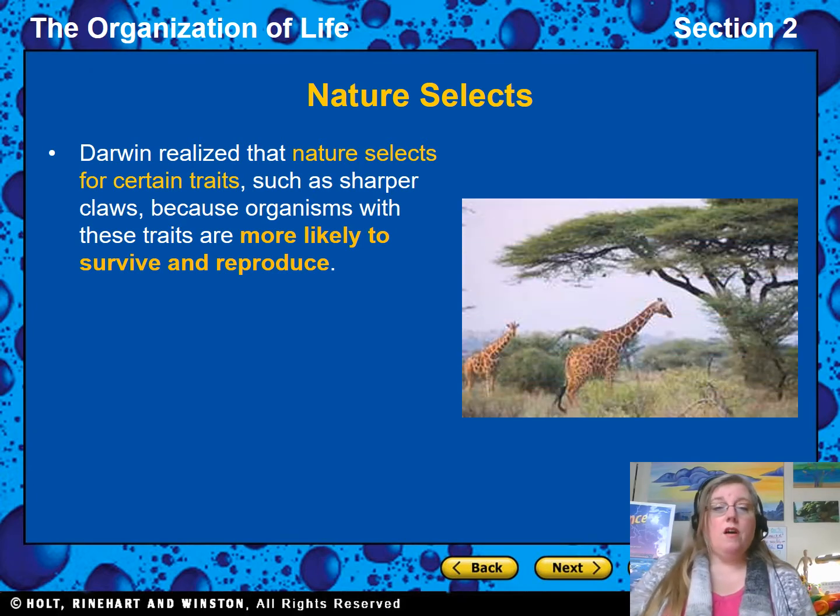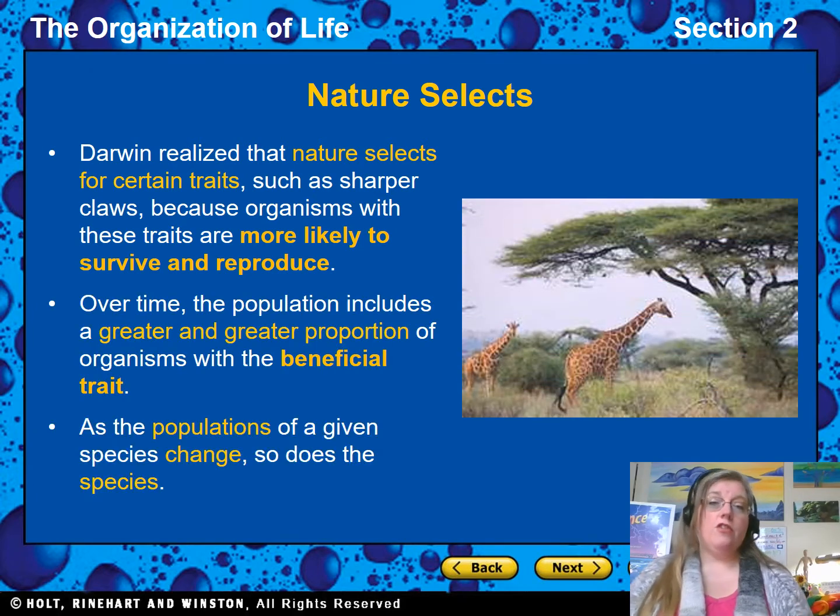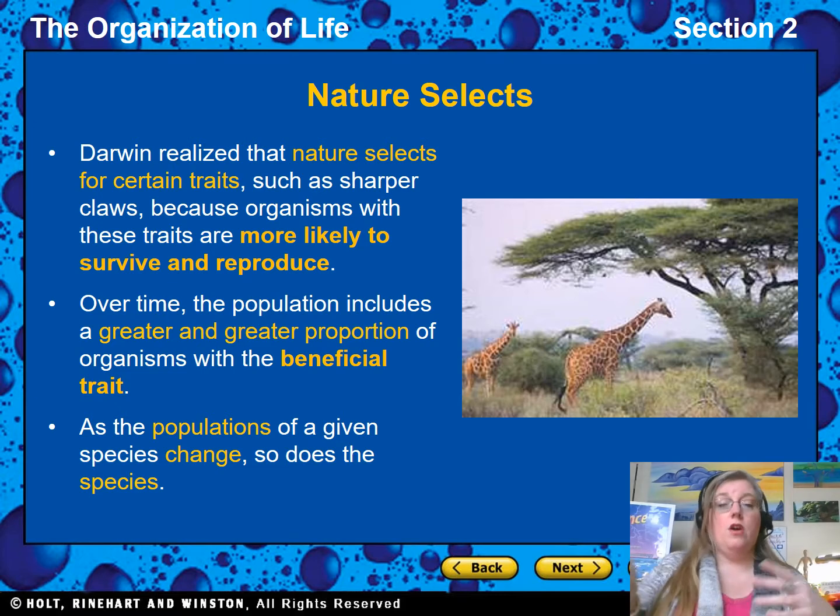So Darwin saw that nature is going to select for certain traits, like sharper claws or anything of that sort, because the organisms with that trait are more likely to survive and reproduce. Over time, the population is going to include a greater and greater proportion of the organisms with that beneficial trait. And as the populations of a given species change, so does the whole species. This is what we were just talking about.